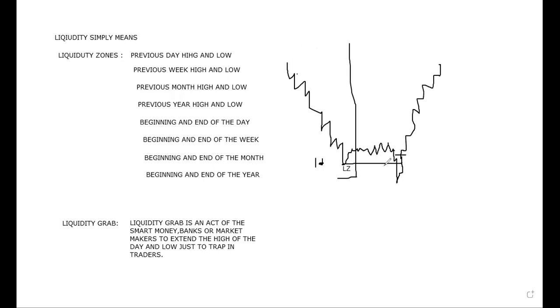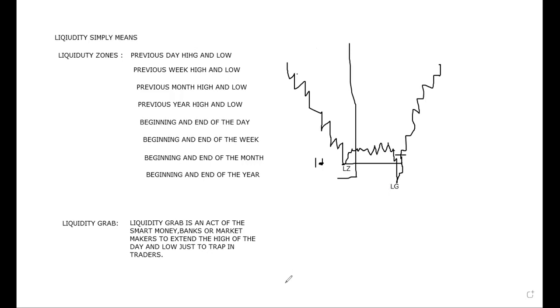This is what we call liquidity grab, LG. This is exactly a picture of liquidity grab. Okay, so you can see how liquidity grab is different from liquidity zone. They are both different concepts entirely. They are not the same. So now let's look at a buy and a sell scenario.